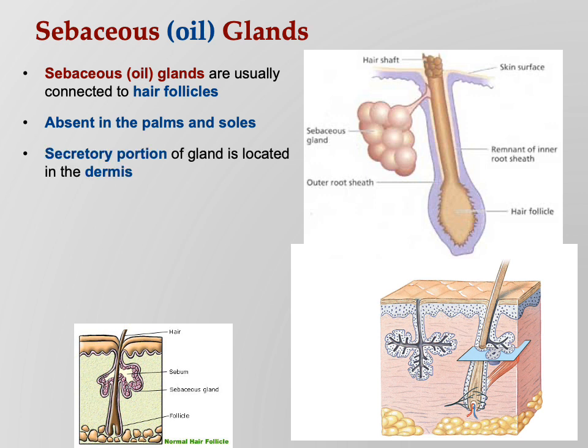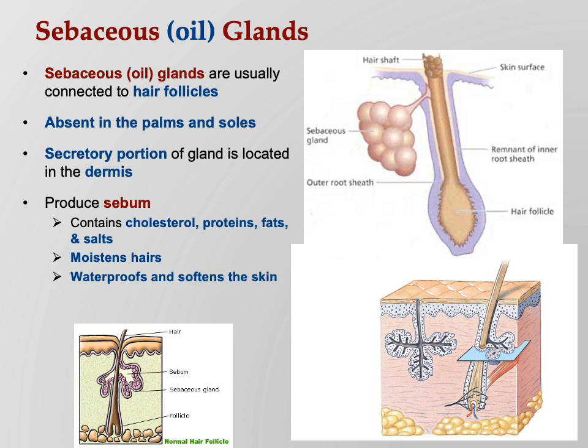The secretory portion is down in the dermis. It produces a substance called sebum. Sebum is made up of lots of things: cholesterol, proteins, fats, and salts. But it's an oily type of substance, okay? It moistens the hairs, waterproofs and softens the skin, and it even inhibits the growth of bacteria and fungi, or fungi.